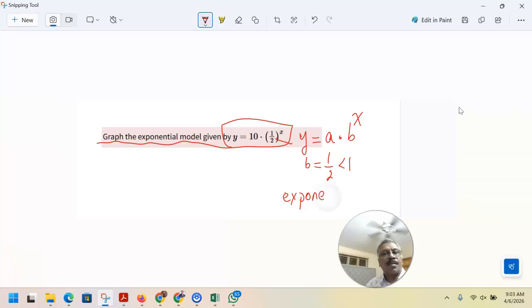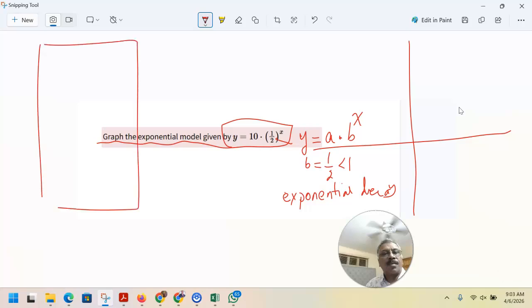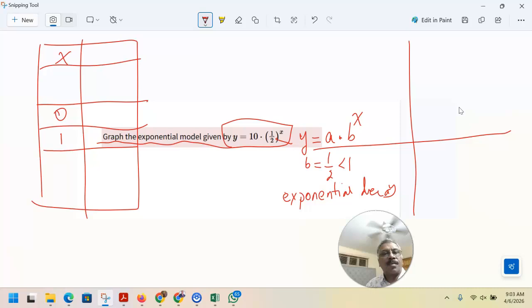So we are going to take only a few points, not many, for exponential decay. And to graph this, always try to put x equals 0. So we'll take the main points x equals 0 and 1. So suppose this is x and this is half raised to x. See? Half raised to x. And the next one we can think of 10 times half raised to x. That's the y.